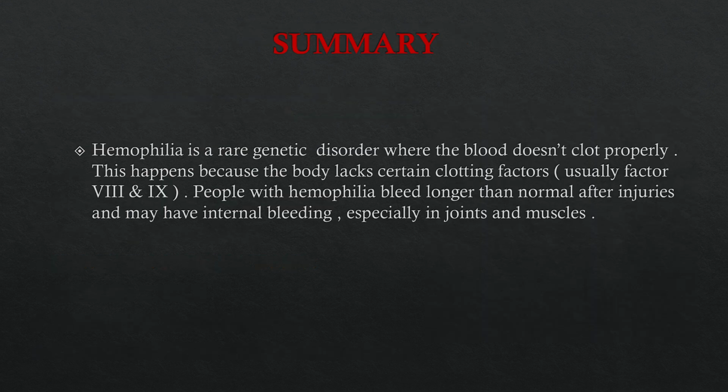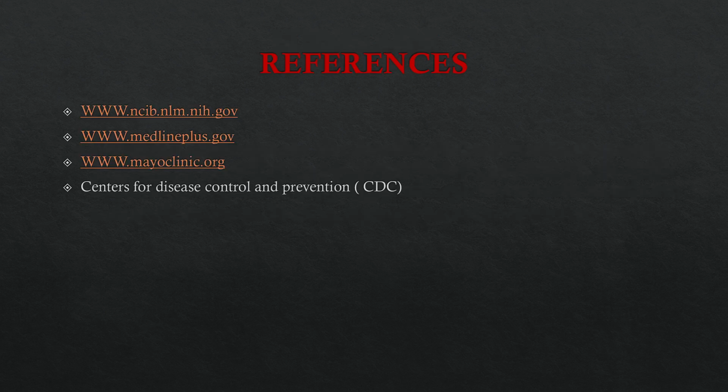Summary: hemophilia is a rare genetic disorder where the blood doesn't clot properly. This happens because the blood lacks certain clotting factors, usually factor 8 and 9. People with hemophilia bleed longer than normal after injuries and may have internal bleeding, especially in the joints and muscles.